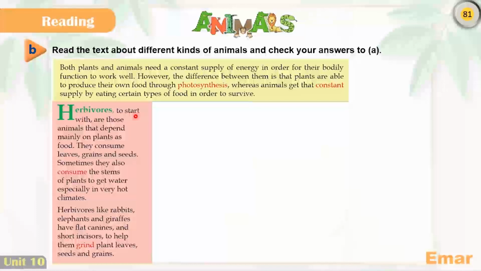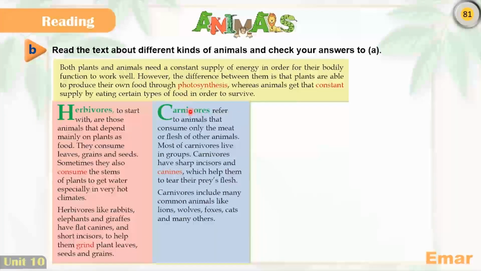Herbivores, to start with, are those animals that depend mainly on plants as food. They consume leaves, grains, and seeds. Sometimes they also consume the stems of plants to get water, especially in very hot climates. Herbivores like rabbits, elephants, and giraffes have flat canines and short incisors to help them grind plant leaves, seeds, and grains.